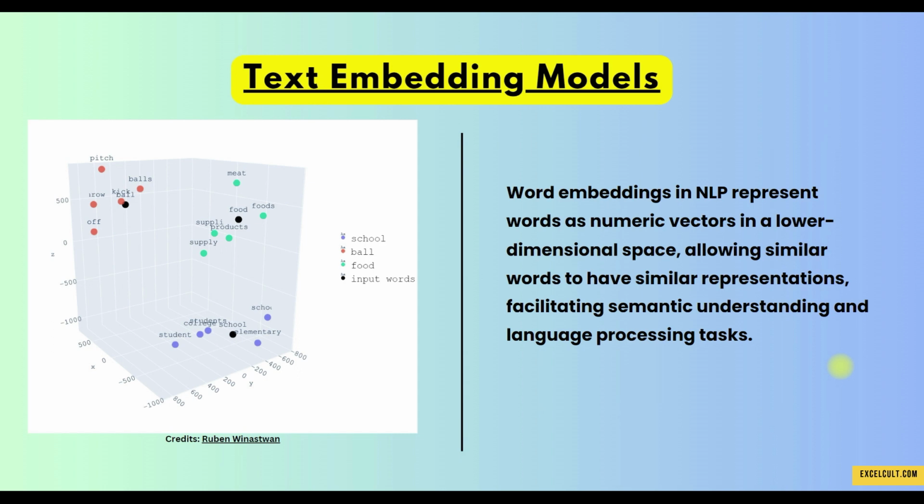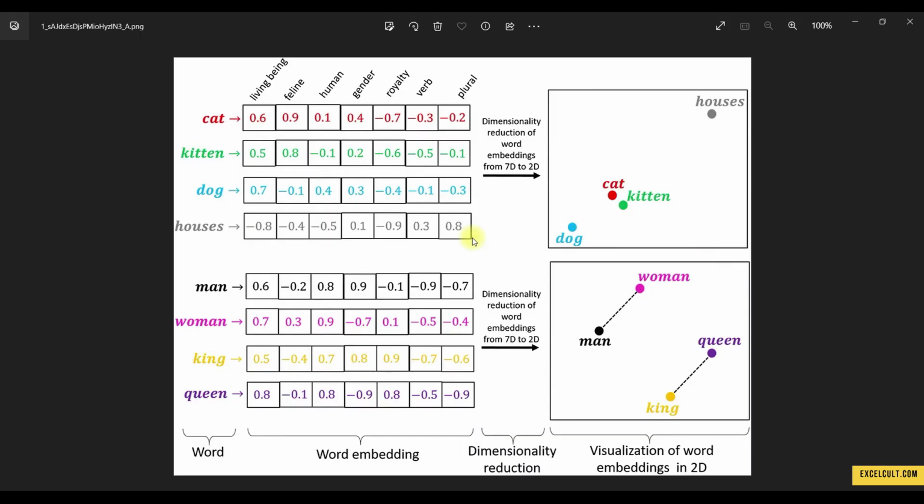Right here, for food, you can find all the products related to food clustered as one group, and similar to that, ball, kick, pitch, off, all these things are related words. Let me show you an example of how this actually works. So I have found a good image over the internet which would give you a good concept around word embeddings. Cat, kitten, dog, houses. As you can see, we have a few words like man, woman, king, and queen. These are the words, and we want to convert them to word embeddings.